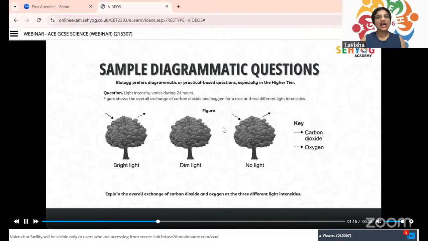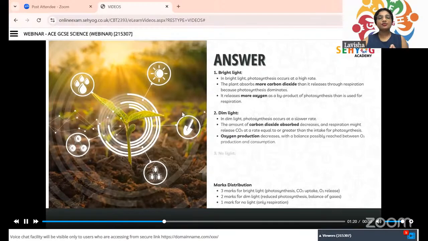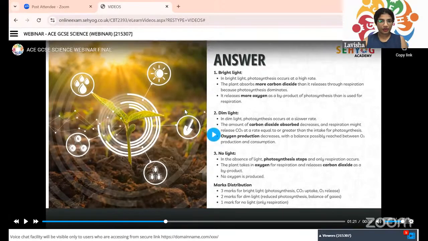Okay, so the ideal way to write the answer to this question is to put forward all the essential points. You can see in the very first diagram, it's a bright light, and we know photosynthesis is quite prevalent in bright light. Photosynthesis, okay, is the making of food in the presence of sunlight.